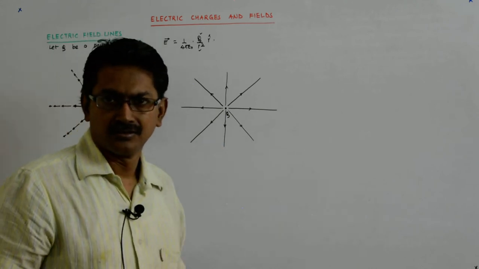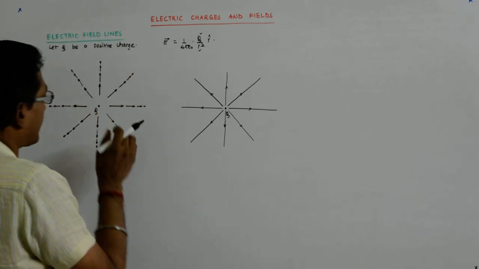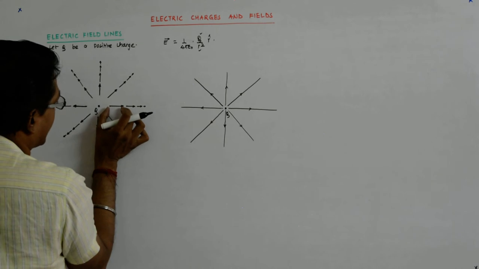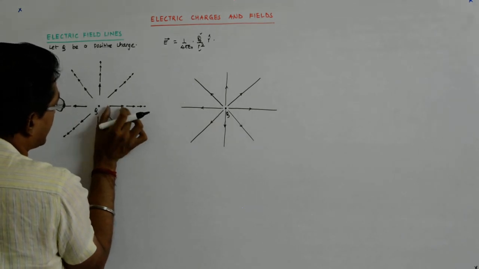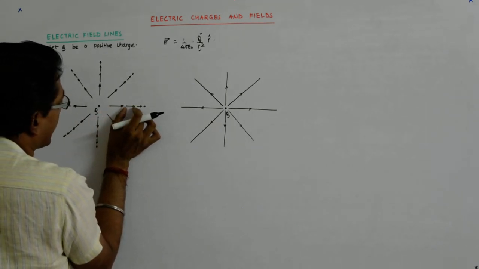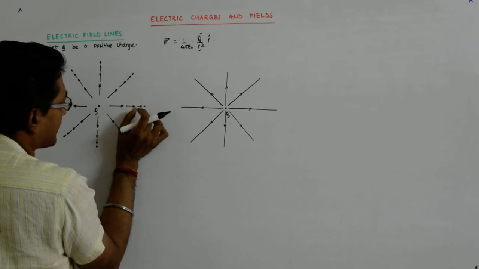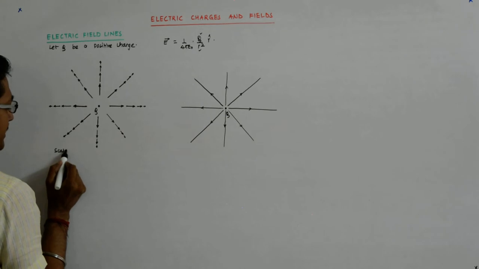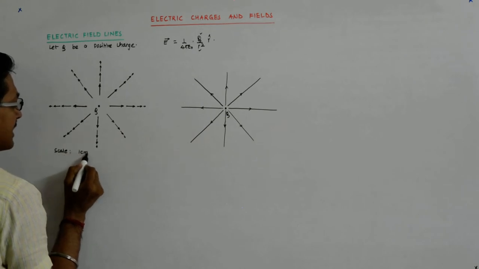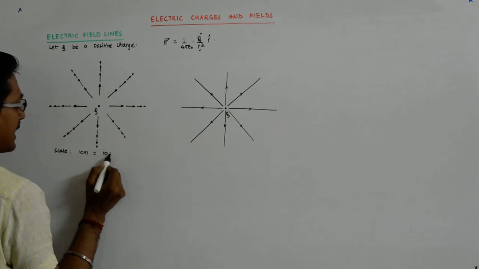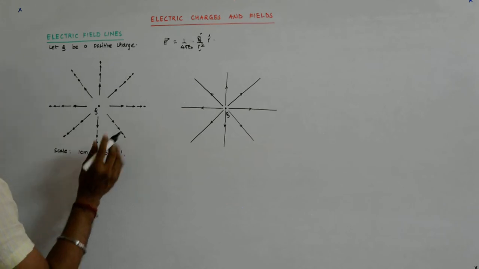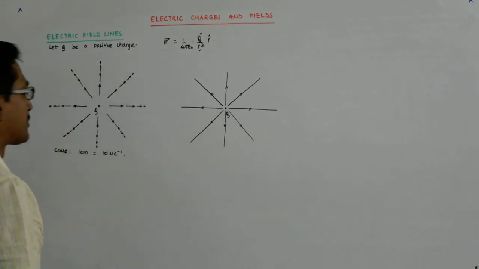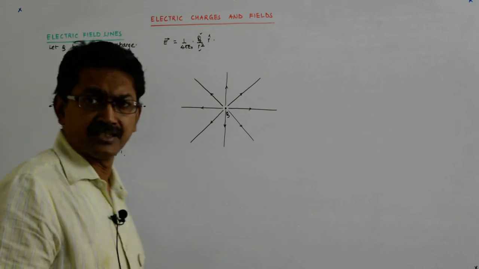Because now I cannot make out which vector is what and what is the length of these vectors, isn't it? Here I can very well see that the magnitude at this point is this, and at this point is this, and at this point is this. And if I set a scale, say 1 centimeter is equal to 10 newton per coulomb, then just by measuring these vectors, I'll be able to tell their magnitudes.